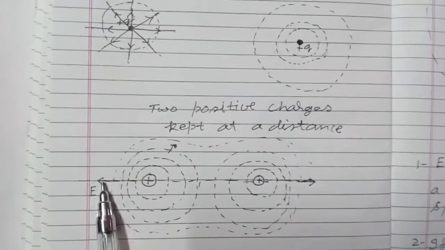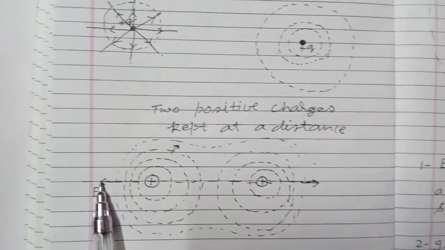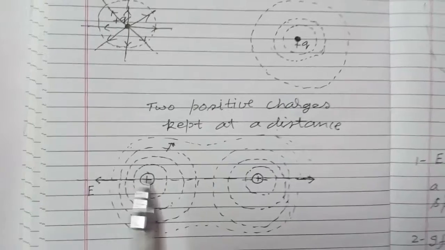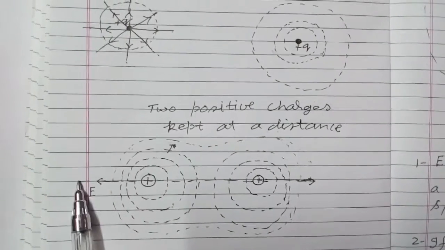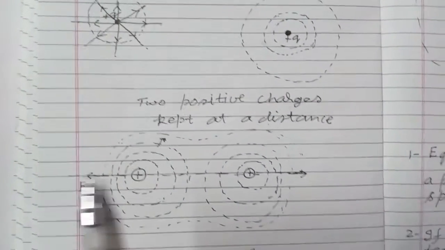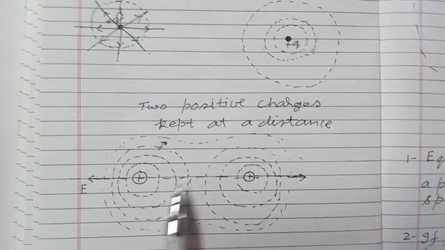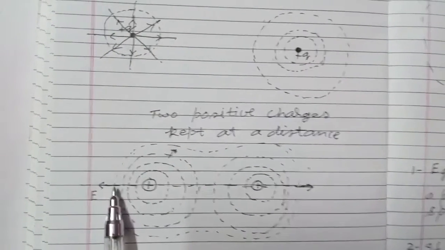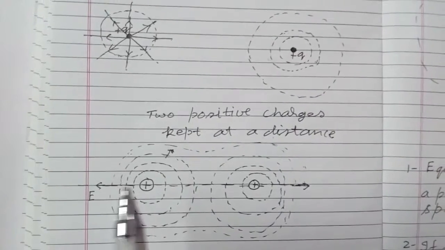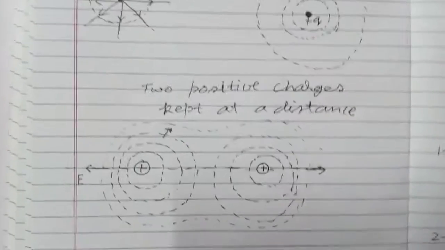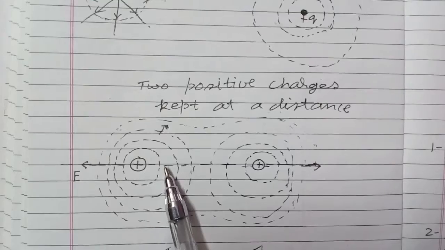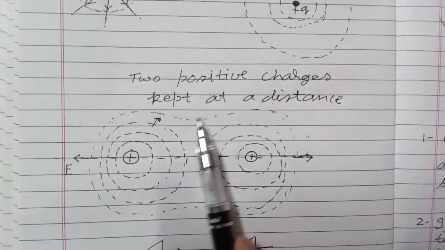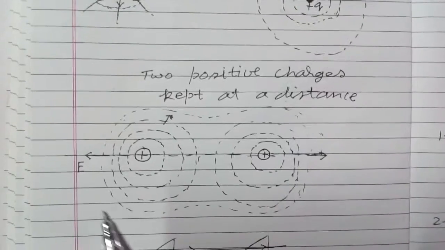But outside the charges, at this point suppose field due to these two charges are in same direction, due to this in this direction, due to this in this direction, so they add up. So therefore to draw equipotential surfaces for two positive charges kept at a distance, equipotential surfaces will be close here and distances between equipotential surfaces will be more here. At this they are like this.